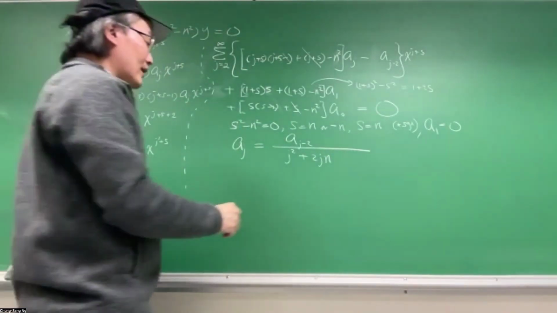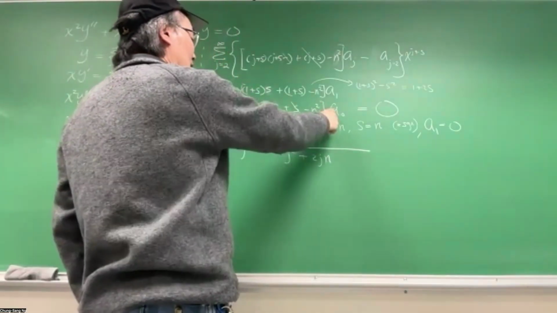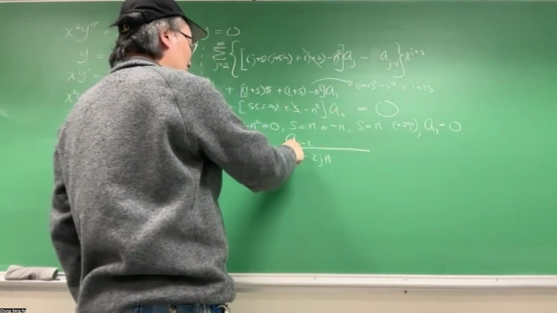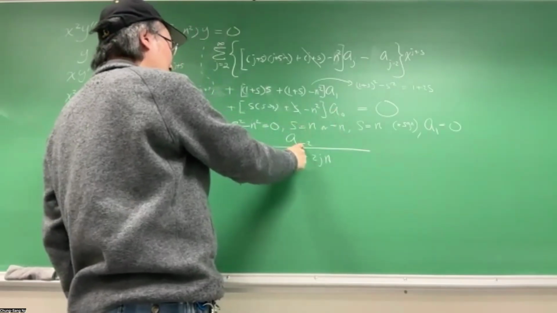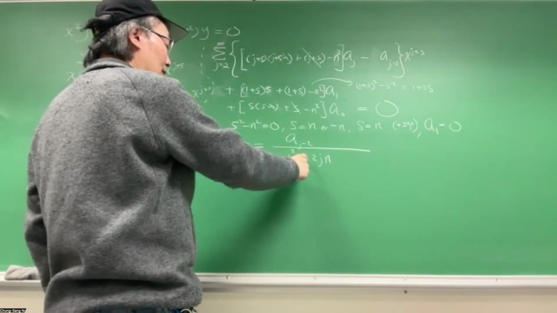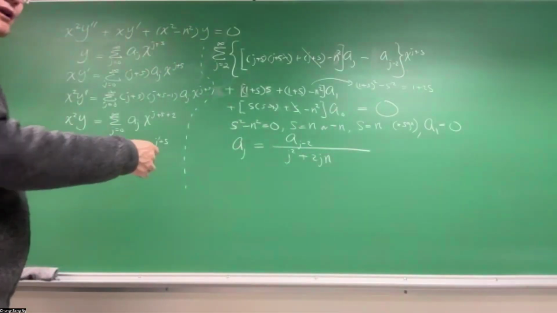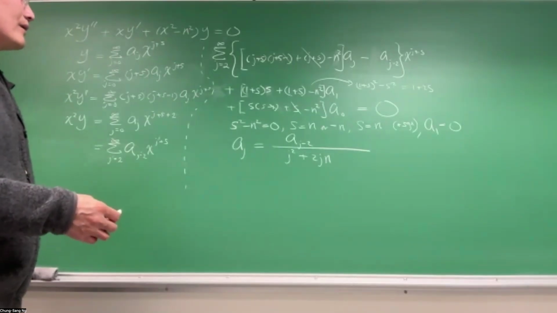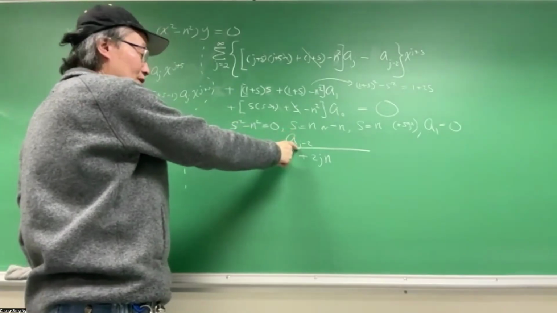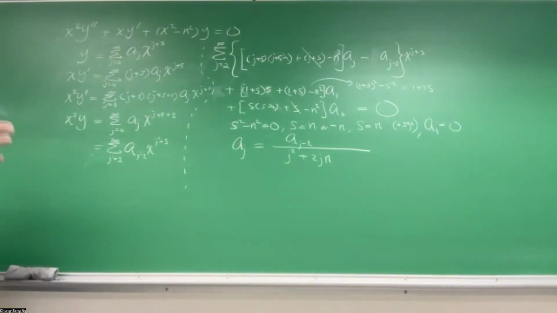So that's fine. And now the recurrence works because we set a sub 0 to be non-zero. If you choose j equals 2, then this will be a sub 0. The a2 will be a sub 0 divided by 2 times 2 plus 2n, or 1 plus n. So you can keep doing that. Once you have a2 and you put j equals 4, you get a4, and then you get a6, and so on. So you get all the even j.